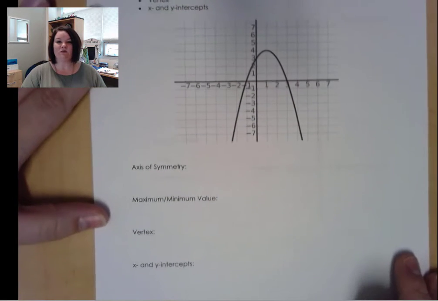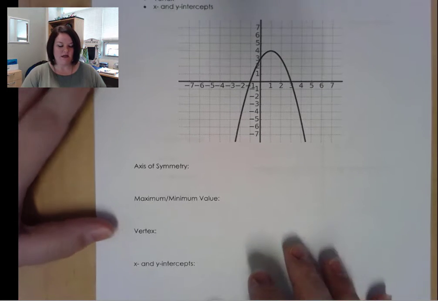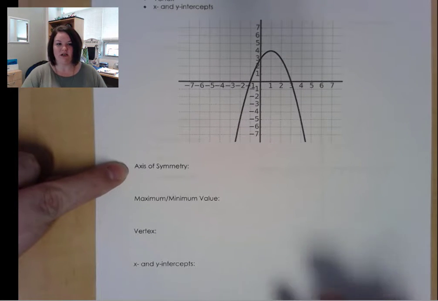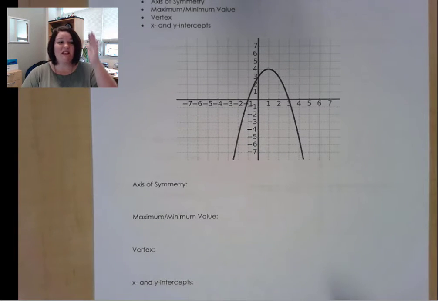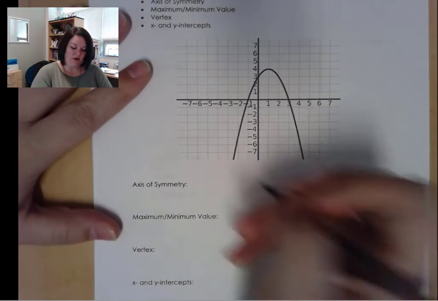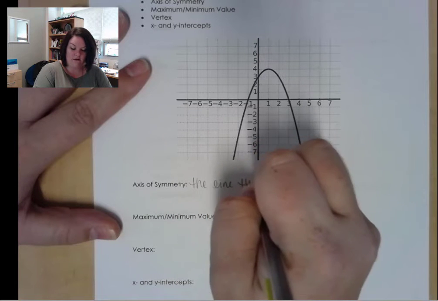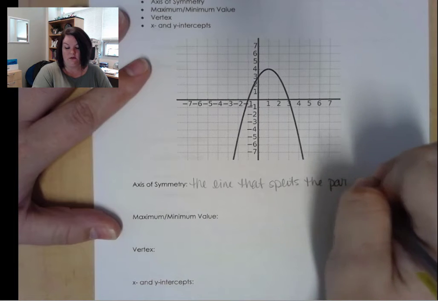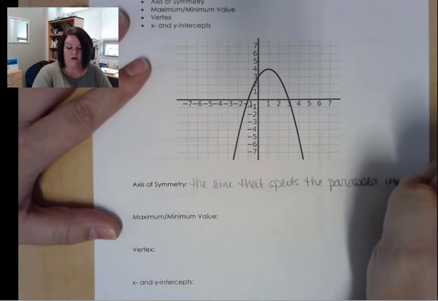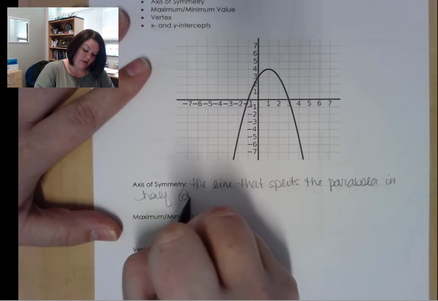Okay, so let's look at this one, and I'm going to highlight some stuff as I'm talking about it. The first thing is the axis of symmetry. The axis of symmetry is basically the line that splits the parabola down the middle, or the line that reflects the parabola about itself. So we're going to say the line that splits the parabola in half, or down the middle.